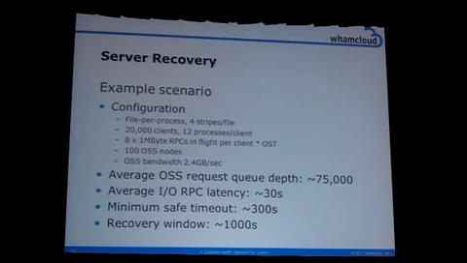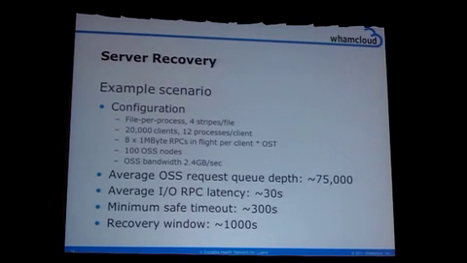So here's an example scenario. Let's say I'm doing file per process, 4 stripes per file. I've got 20,000 clients, 12 processes per client. That's a lot of processes. I've got 8 1 megabyte RPCs in flight. I've got 100 OSS nodes. Let's say OSS bandwidth is roughly 2.5 gigabytes per second. That gives you a rough number of RPCs in flight of 75,000. And the latency of each individual I/O is going to be on the order of 30 seconds.